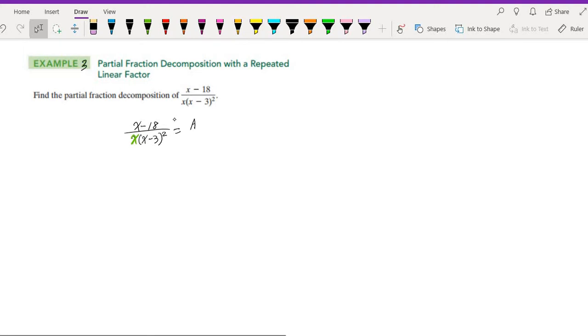So which means I can use case 1 and set this part up. That will be a over x. And then now we'll look at x − 3. Look at inside the parenthesis first.